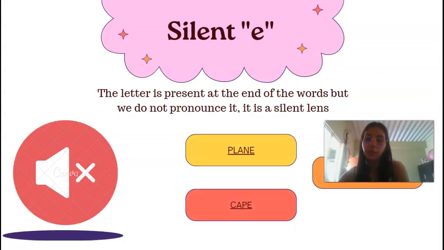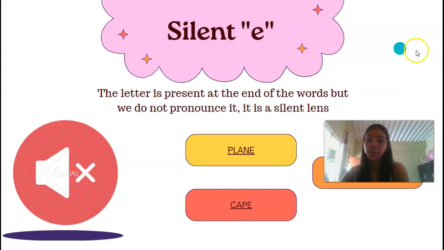Another example that we can find in English is the silent E. This letter is present at the end of the word, but we don't pronounce it. It's a silent letter. For example, in Spanish, the letter H is a silent letter, as in the words hacer and hablar. In English, it is the E.